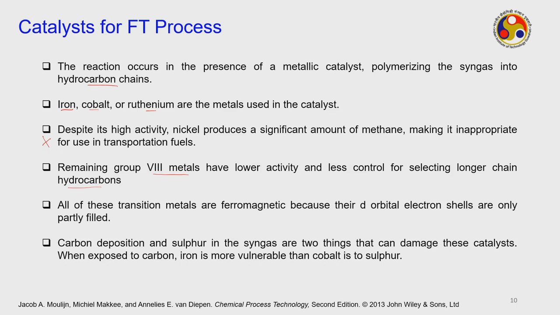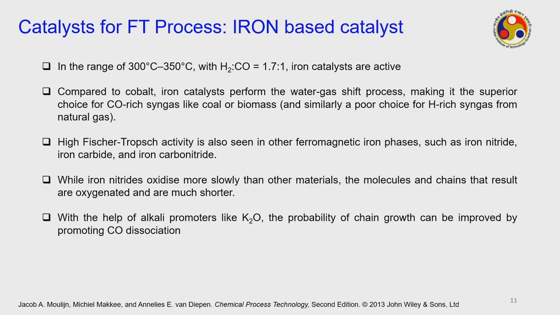The other disadvantages with this catalyst is carbon deposition. So, if there is carbon deposition during the conversion of syngas, or sulfur, which is already there in syngas, if these two happen, they will damage the catalyst. So, for example, if this catalyst is exposed to carbon, iron is more vulnerable, or if the syngas consists of sulfur, cobalt is more vulnerable. Okay. Both you should keep in mind, the catalyst should be free from either carbon formation in the reaction or sulfur being present in the initial feedstock, that is syngas. So, let us see one by one what are these different catalysts.